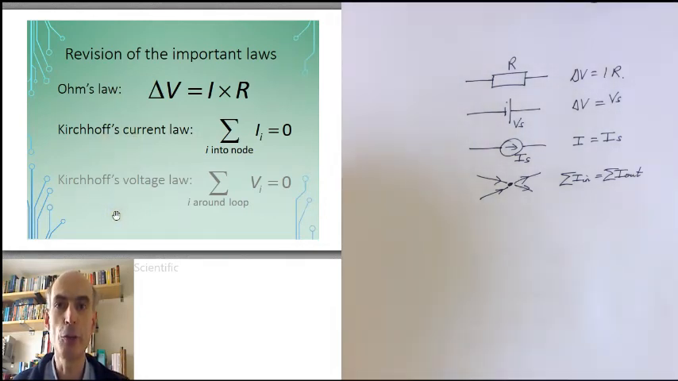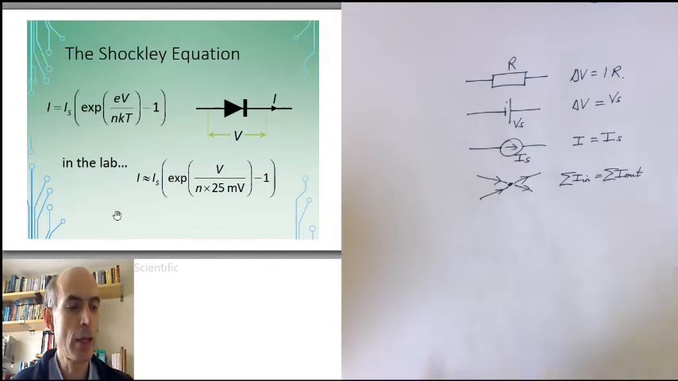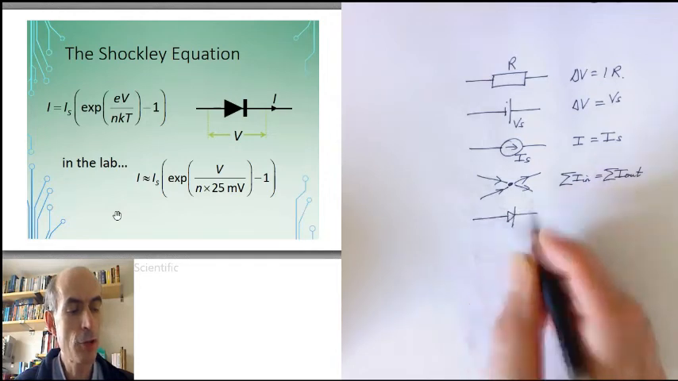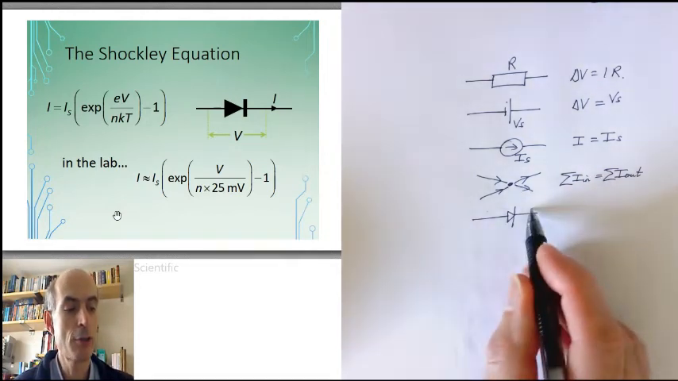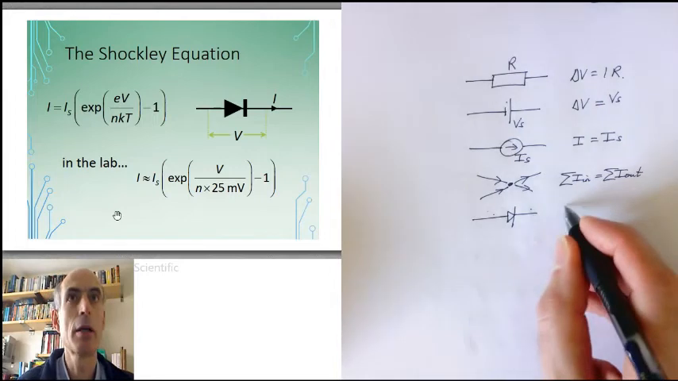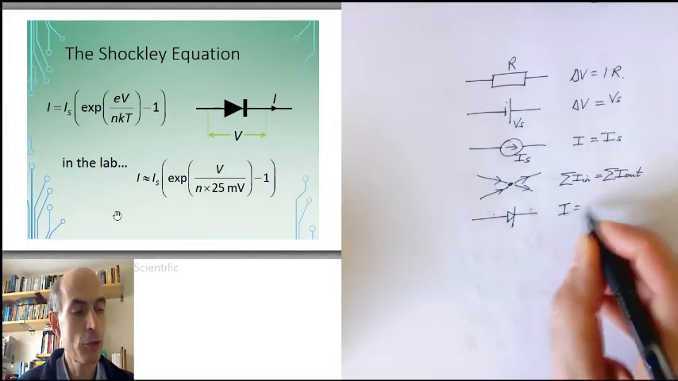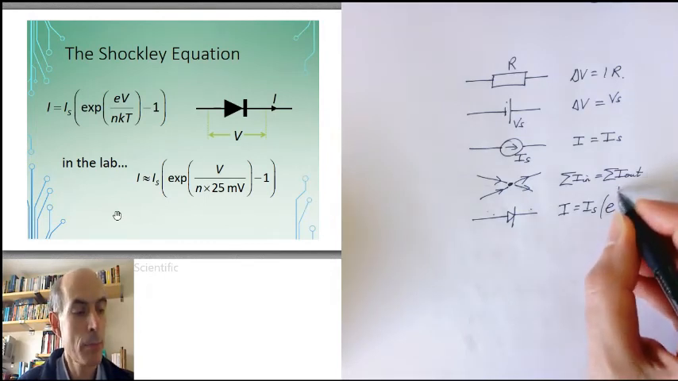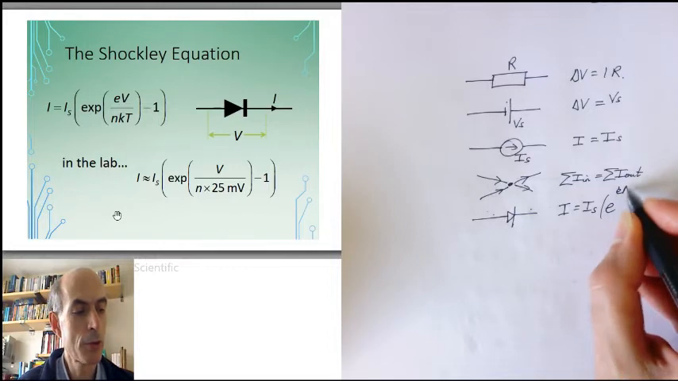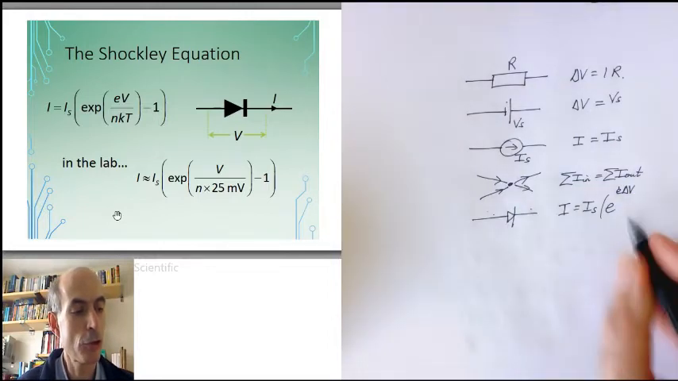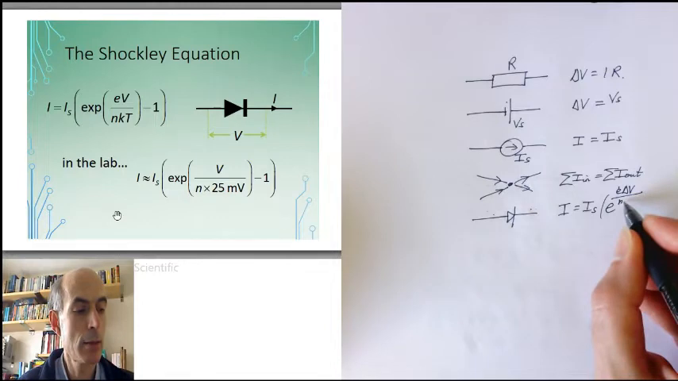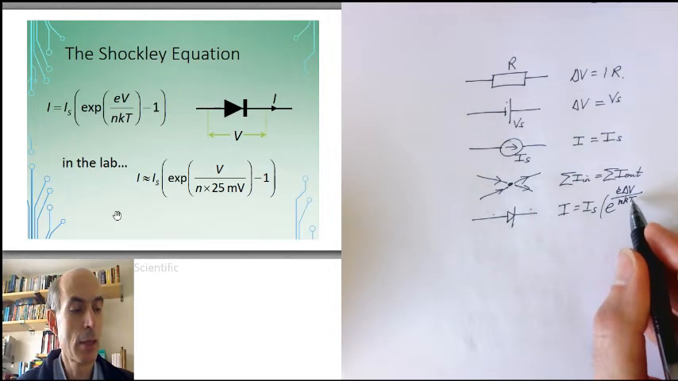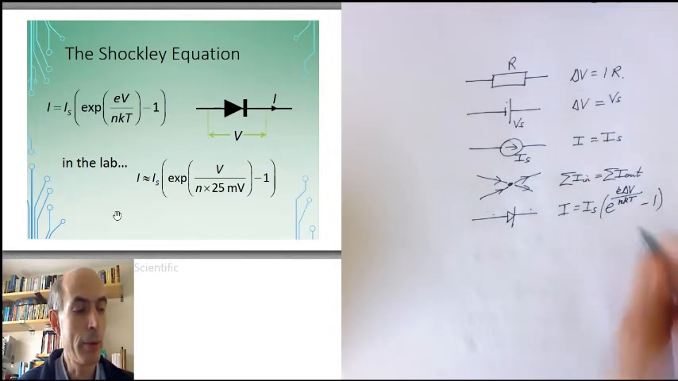If we're using diodes in our circuit, we'll need to use the Shockley equation. For a diode, the change in voltage across the diode is related to the current flowing through the diode by the formula: the current is equal to the saturation current of the diode times e to the power of the charge on an electron times the difference in voltage across the diode divided by n, the ideality factor, times the Boltzmann constant, times the absolute temperature in degrees Kelvin, minus 1.